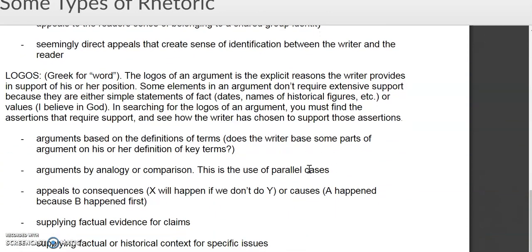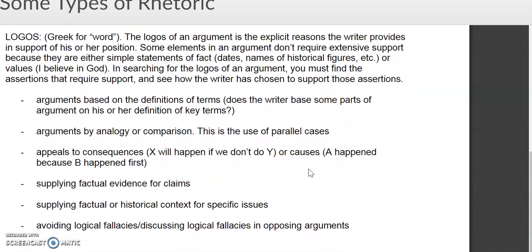Okay, and then finally, logos. This is the Greek word that talks about logic, how reasons are presented, how positions are supported, how facts are established, and things like that. There are all different types of logos elements you might identify. For example, arguments often, if they're good arguments, will make sure that terms are defined properly so that everybody's talking about the same thing. You can make analogies or comparisons or parallel cases. Sometimes that works incredibly well.